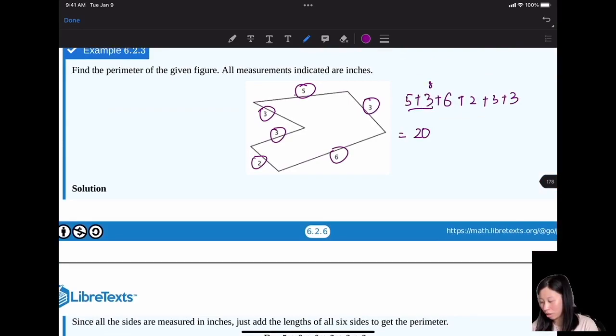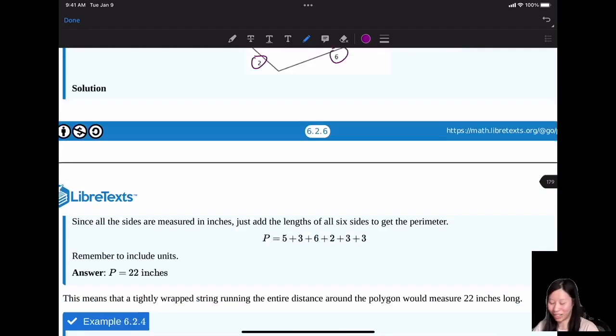This is 8. 8 plus 6 is 14. 14 plus 2 is 16. 16 plus 6, yeah, 22. Sorry, it's not 20. It's 22 inches.